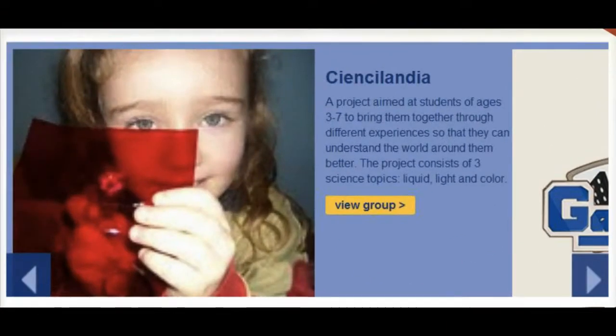Some of the projects that they do, there are projects aimed at students ages 3 to 7. This one would be in Spanish, but also about science, about liquid, light, and color. What does that have to do with you? Well, you could go down to the pre-K and help the pre-K or the after school. I know that the after school program is really interested in doing something like this. They just need some help to get it going. So that would be something that you could organize.